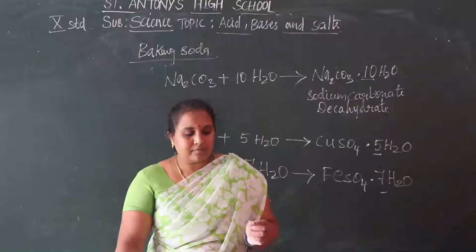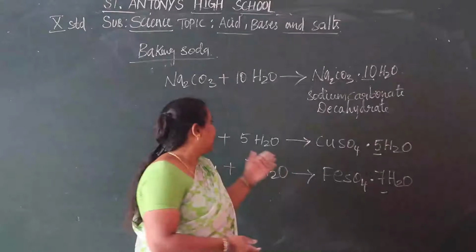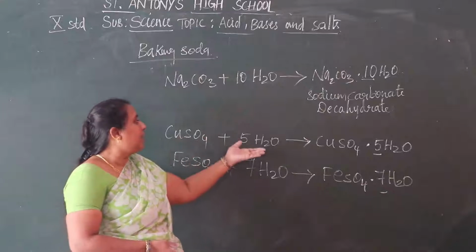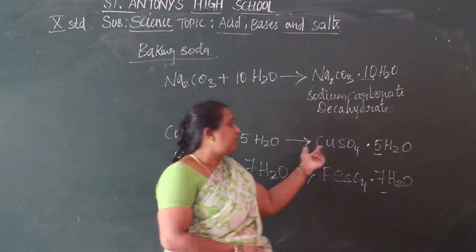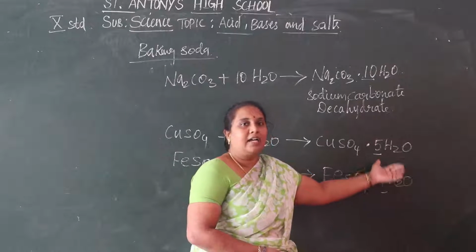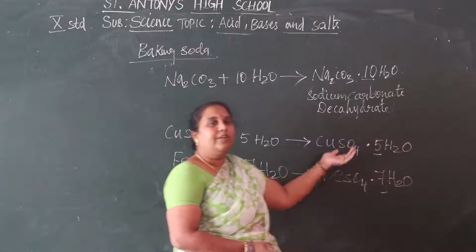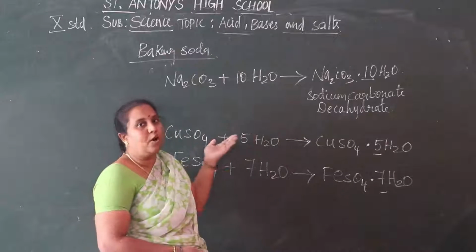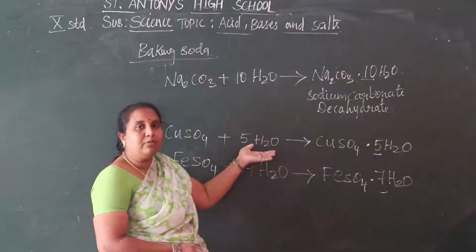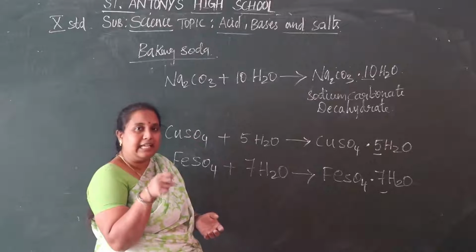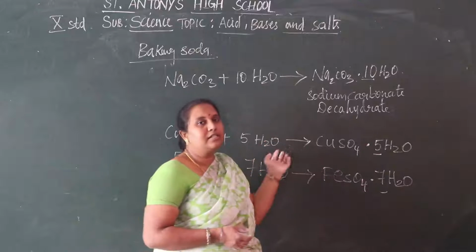The color of the solid again changes to blue. So anhydrous powder is changed into hydrated form by adding 5 water molecules, giving copper sulfate pentahydrate. Again, we take copper sulfate pentahydrate in a test tube and heat strongly. We get copper sulfate as an anhydrous powder, and 5H2O as droplets in the upper part of the test tube. So this is also a reverse reaction.